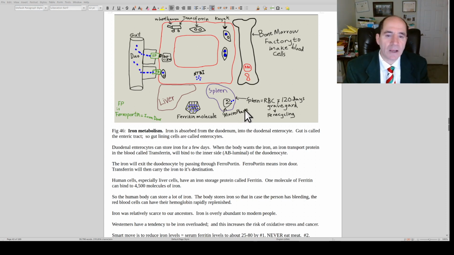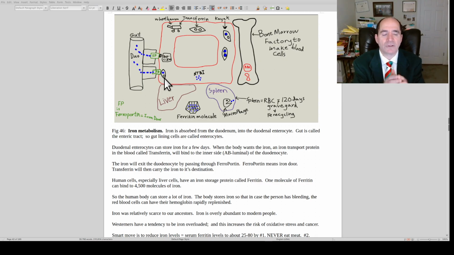Okay, here's dietary iron in the cell. We absorb it in our duodenum primarily, and then it goes into the duodenal lining cells. The gut's called the enteric tract, so these are enterocytes. And then there's something called ferroportin. Ferro meaning iron, portin is a door. And when the door opens, it allows the iron to go into the blood. The little transferrin are carrier proteins.